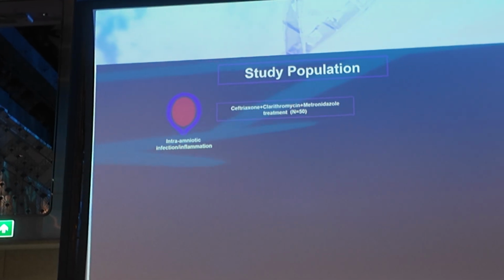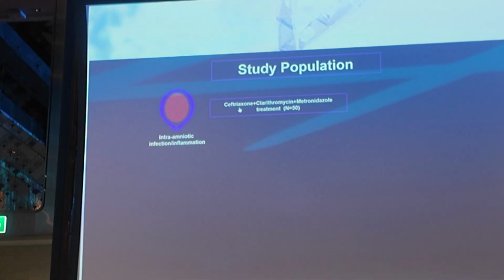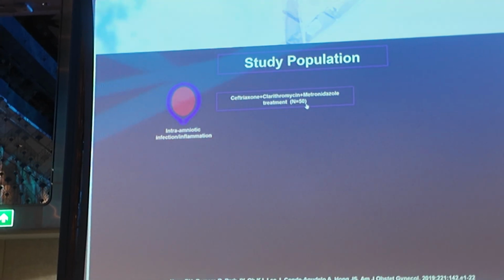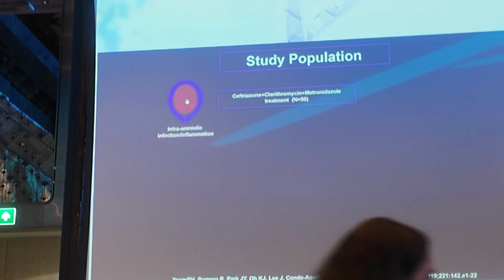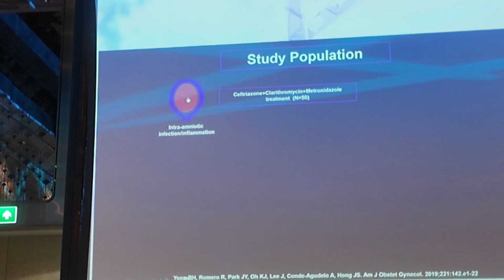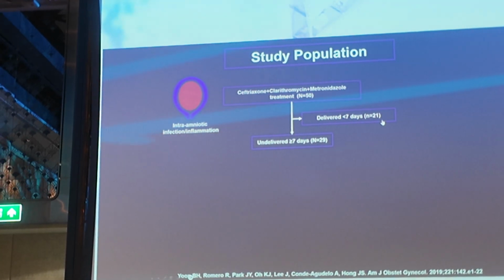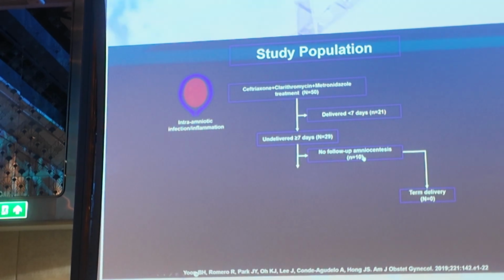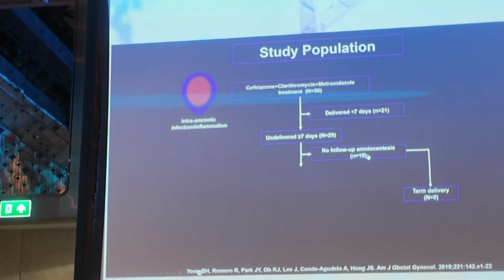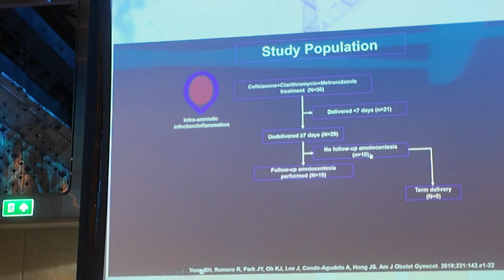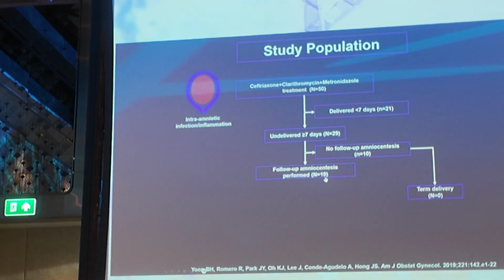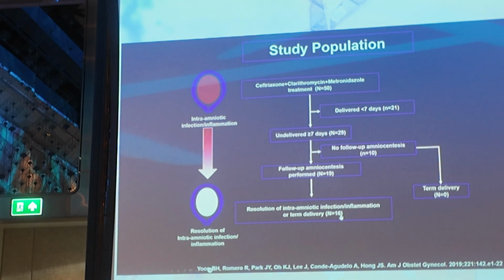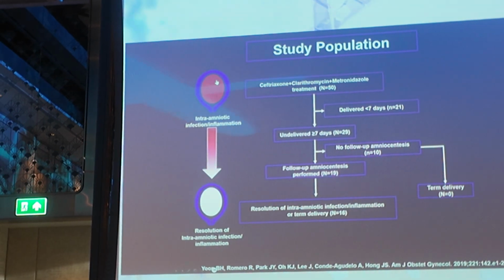Then we studied 30 patients who had intra-amniotic inflammation or infection. Of those, some had such a severe intra-amniotic inflammatory process that nothing is going to stop them, and 21 patients delivered. Of the 29 patients that remained, some didn't consent to repeat amniocentesis, because we have to ask permission of the patients, but 18 had repeat amniocentesis. And of those, 16 cases had resolution.